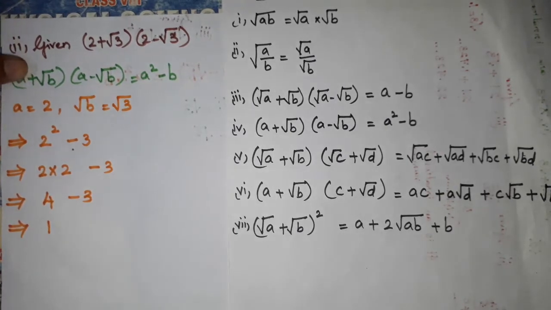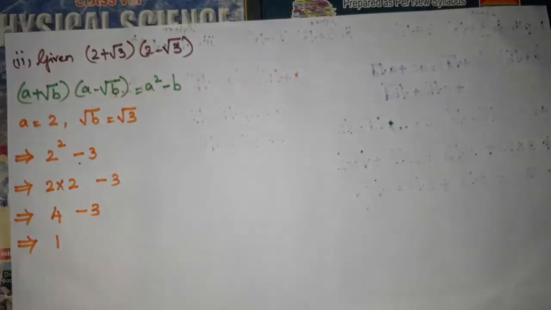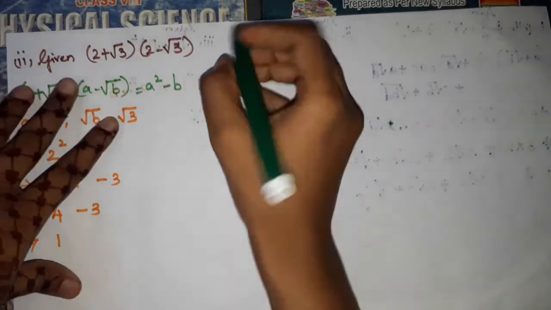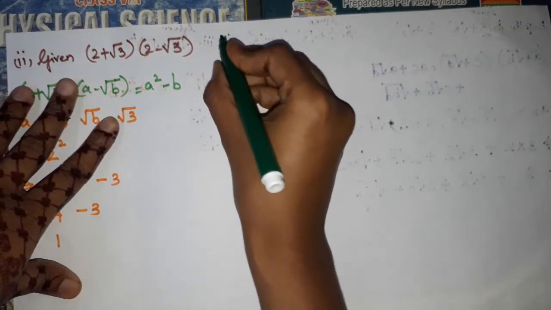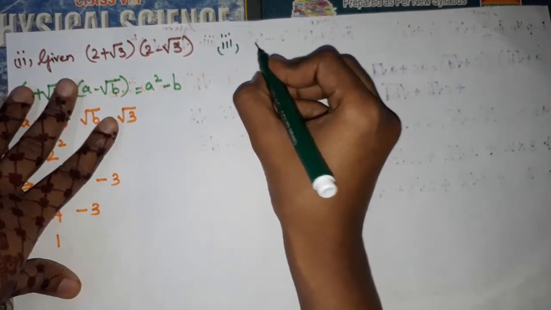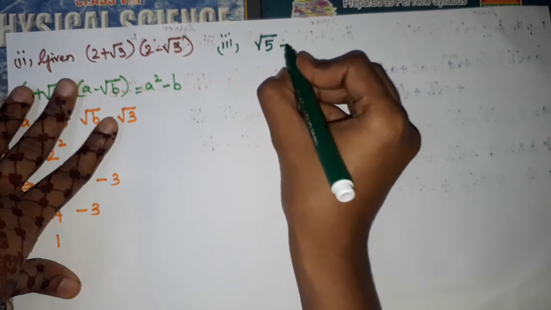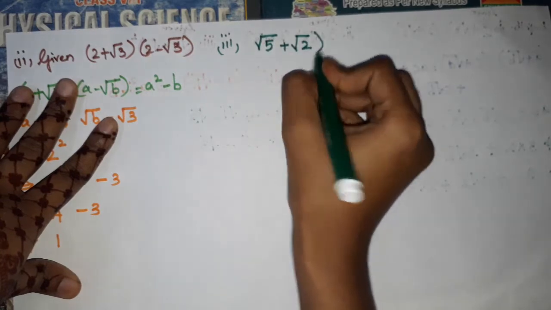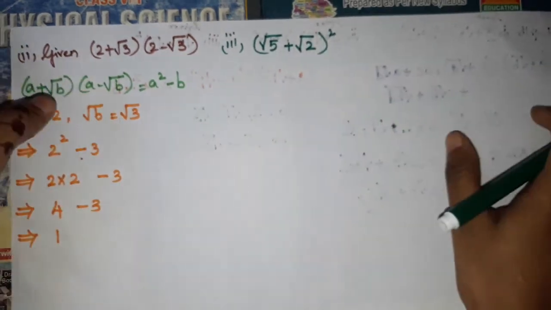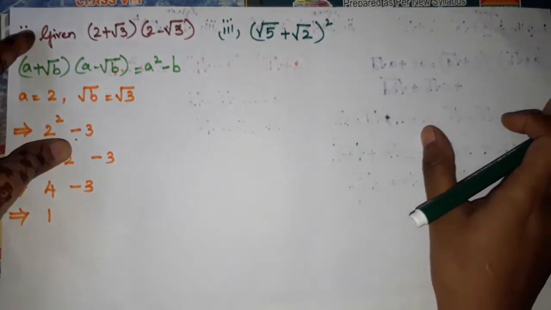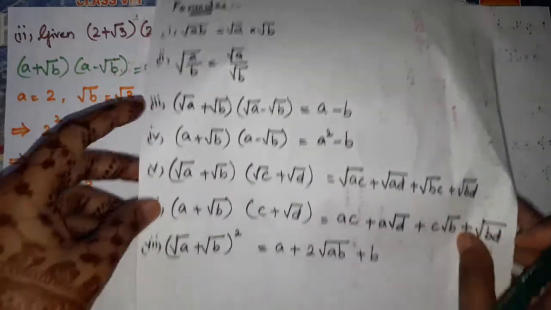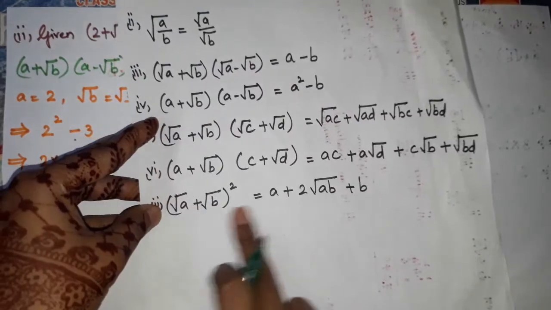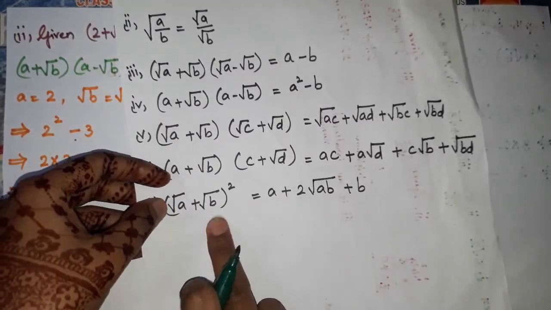Okay children, next, the third sum. Now, what is the third question? The third question is nothing but root 5 plus root 2 whole square. Now we have only one square formula left, that is the last formula. So we are going to take this itself.